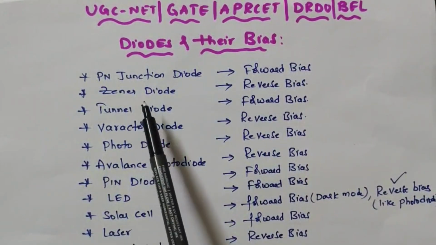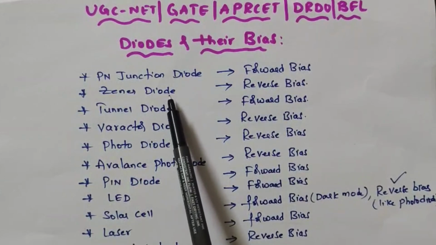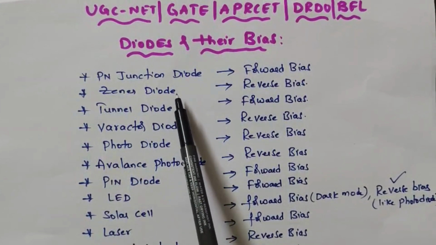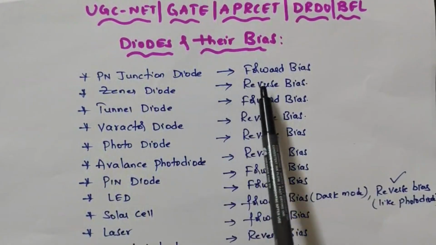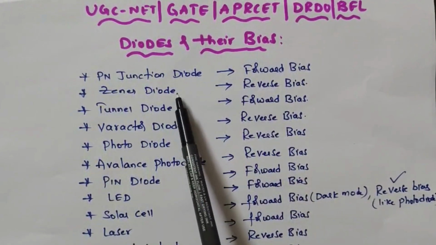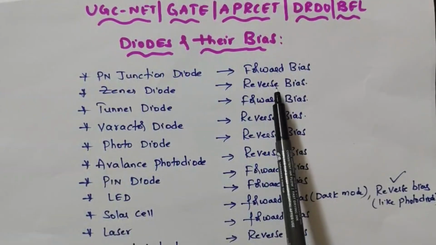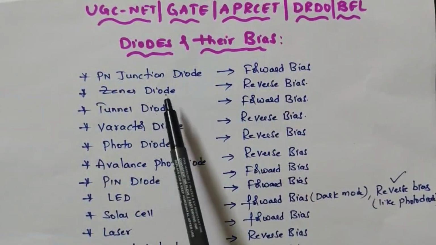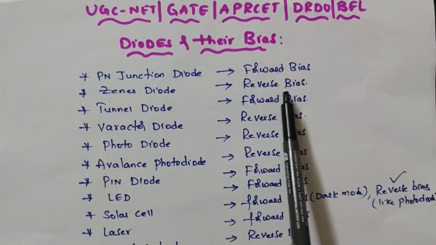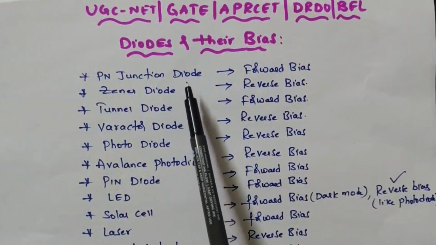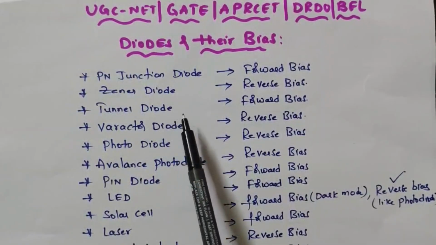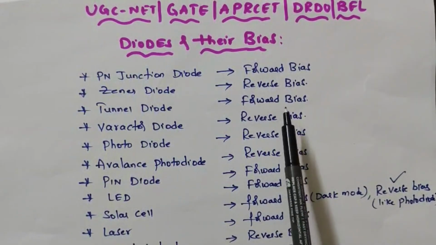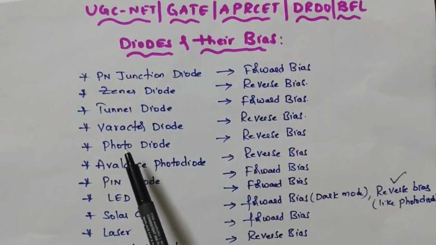So coming to the Zener diode, in forward bias it acts like a PN junction diode, but in reverse bias, due to the breakdown voltage, you will be getting the current in reverse bias. Okay, so Zener diode works under the reverse bias. If it is forward bias, it is same as the PN junction diode. Coming to tunnel diode, it acts in the forward bias. It operates in forward bias.